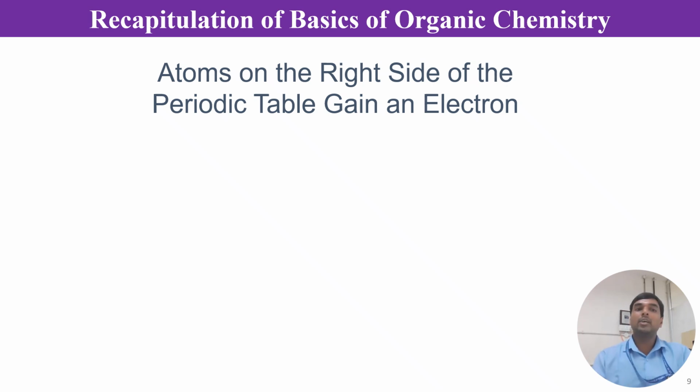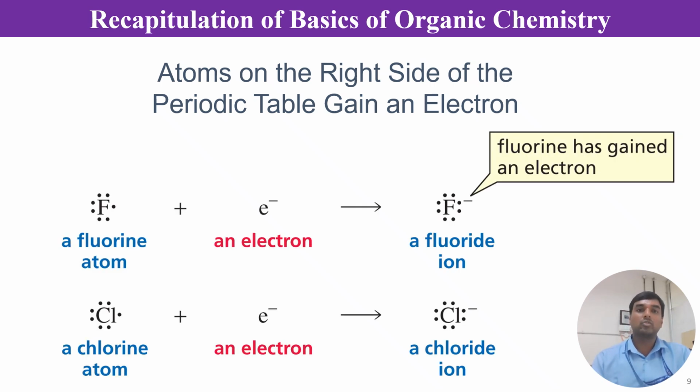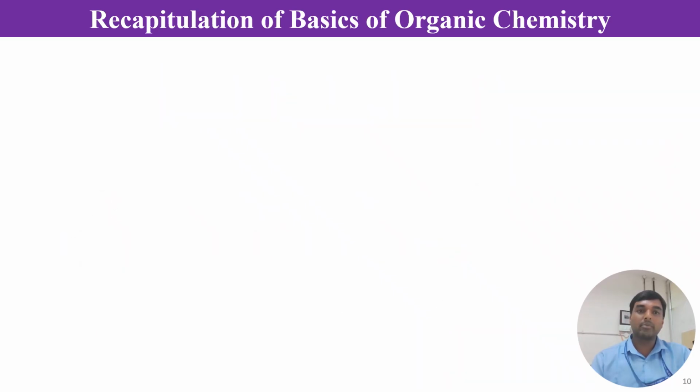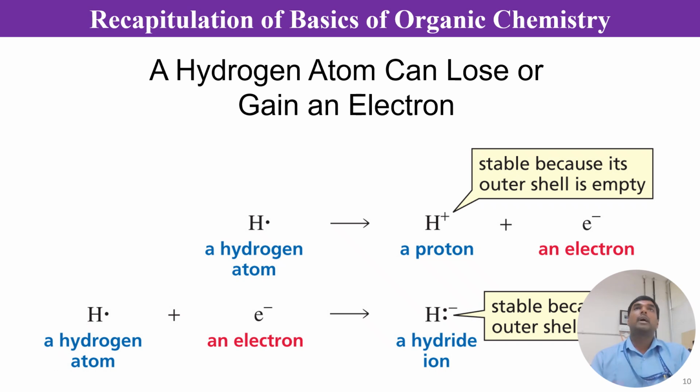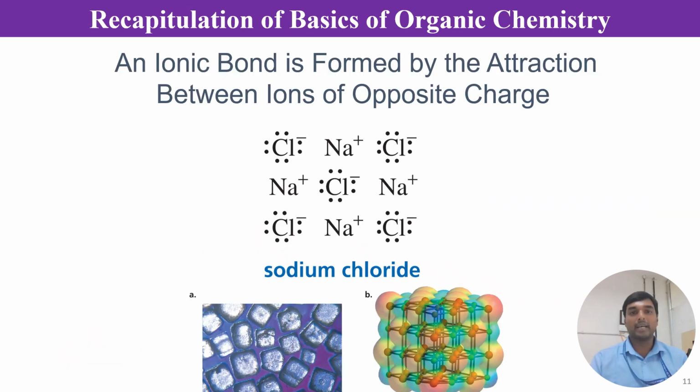But atoms on the right side of the periodic table gain electrons. So the electronegative atoms, fluorine and chlorine, will gain electrons and form anions. Fluorine takes an electron and gives fluoride. Chlorine takes an electron and gives chloride. But hydrogen has some specificity: it can accept an electron to form the hydride ion, and it can lose an electron to form a proton. That's the specificity of the hydrogen atom. Now, all of us know the table salt, sodium chloride. So sodium chloride is formed.